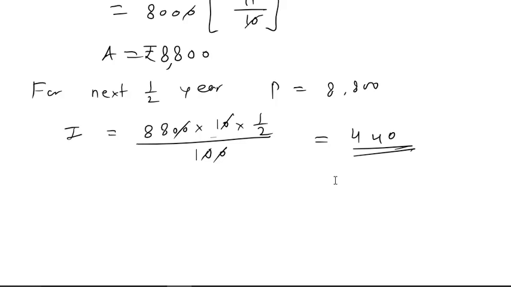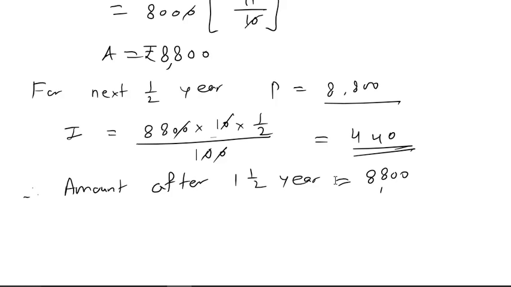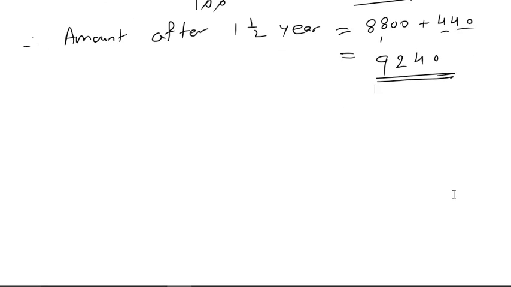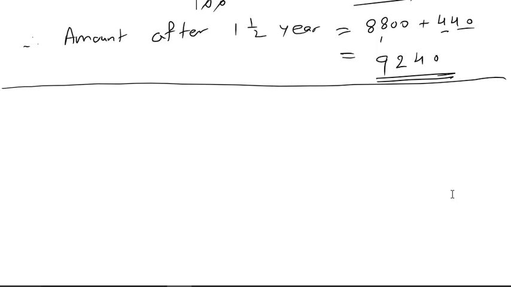So therefore amount after 1.5 year is 8,800 plus 440. So 0 4 0 4, 8 plus 4 12 and 9, 9,240. This is the amount after 1.5 year. This is the amount after 1.5 year when we are compounding annually.